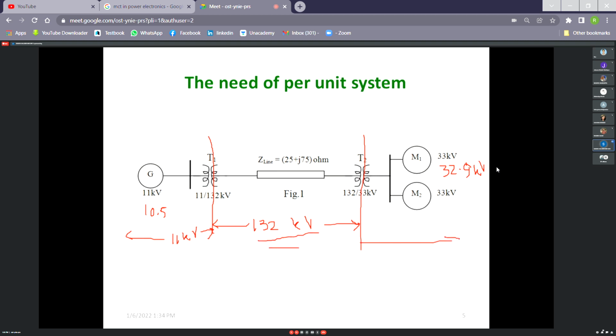And for this range, it will be 33 kV. So in this way, we assume a different base voltage for different sections of a power system. So how to identify the section? I hope you have understood. If you do not understand, you must ask me.